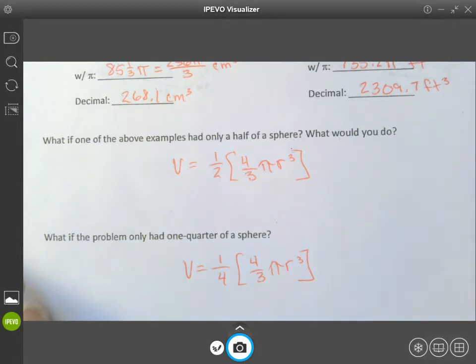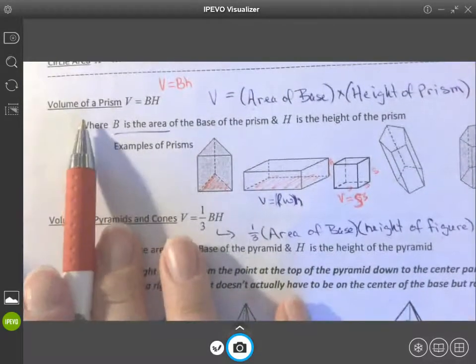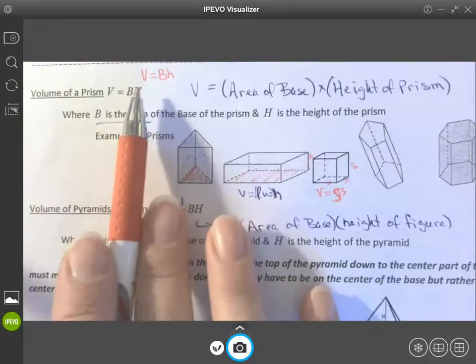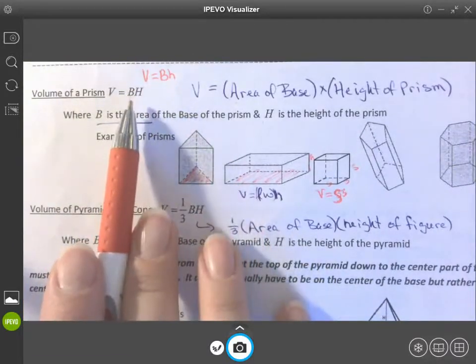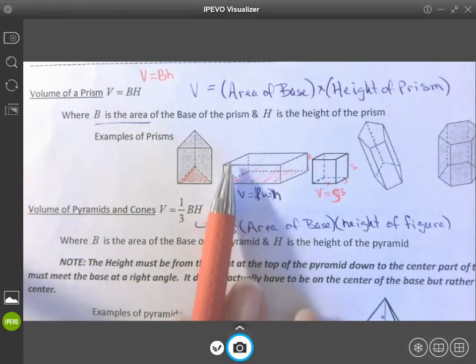Now we're changing modes and we're going to the volume of a pyramid. Now, if you look at your formula sheet, which mine's drawn all over, if you come back up here, we have volume of a prism, which was just base times height. The area of the base times the height of the figure. Area of the base times height of the figure.